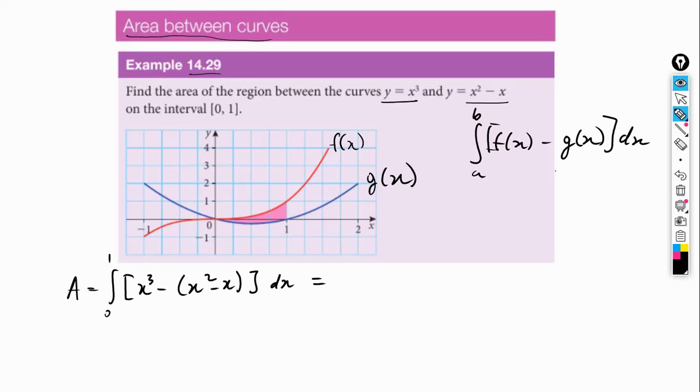And then this is just another straightforward integration. So we're going to get x to the 4 over 4 minus x cubed over 3 plus x squared over 2. And then from 0 to 1, and if you do that, it's going to give you 5 over 12.